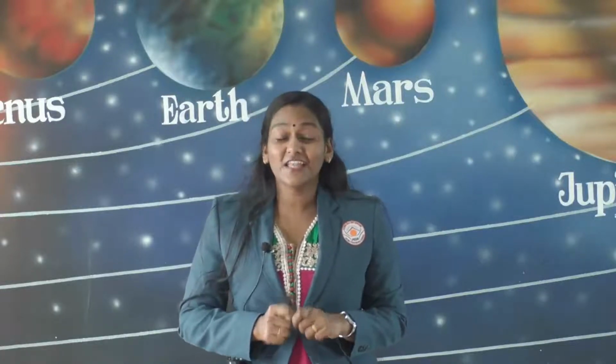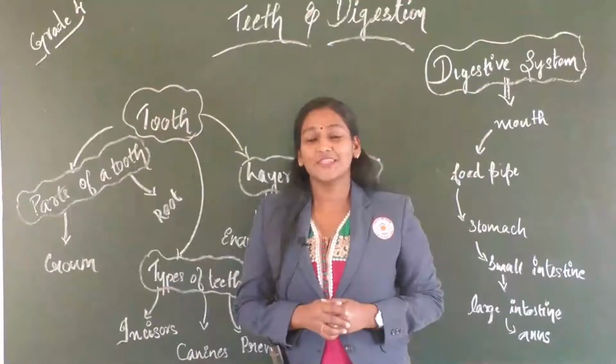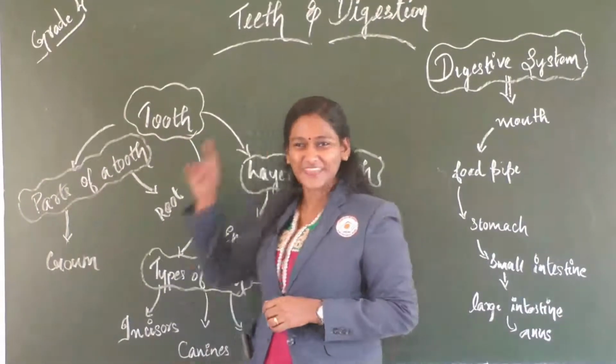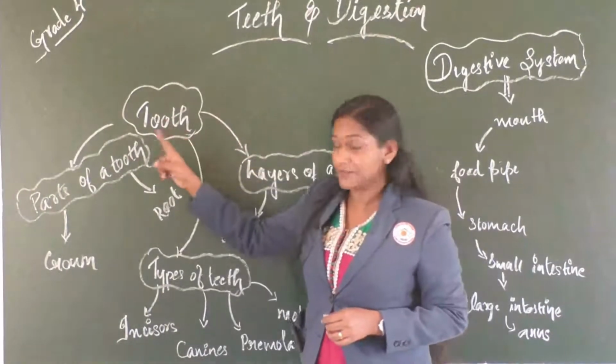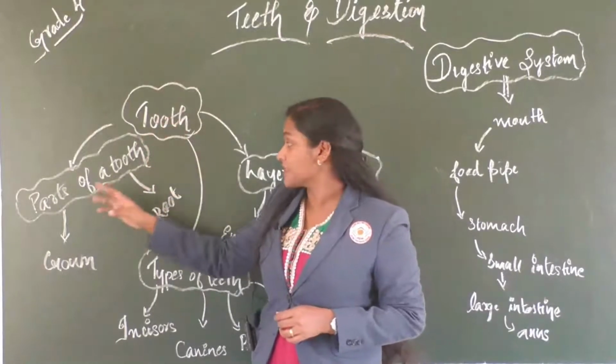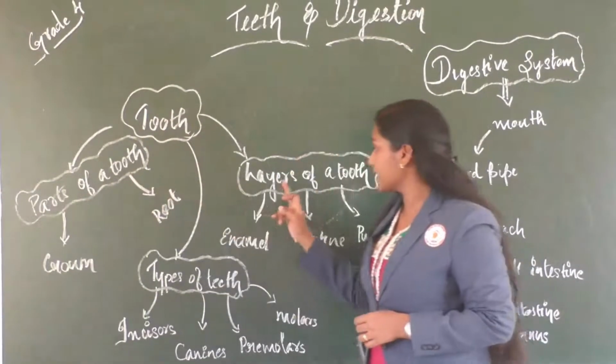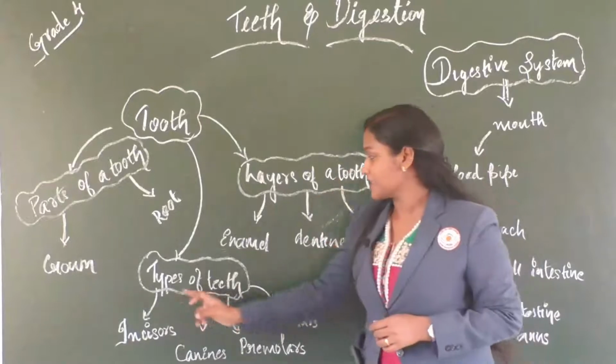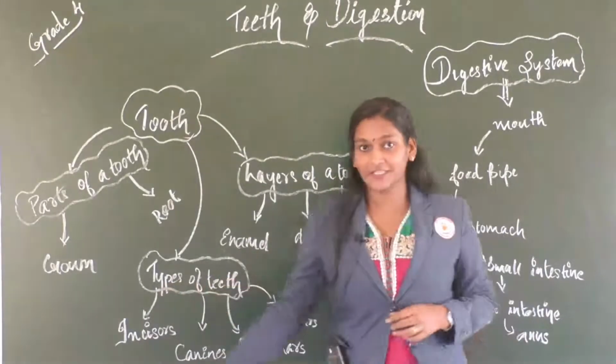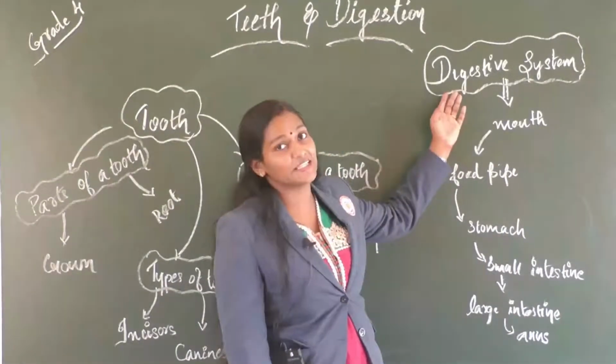Imagine your face without any teeth. Oh, it's too bad in appearance, right? So, in this class, we are going to discuss the chapter Teeth and Digestion. So, let us explore about tooth, the importance of tooth, parts of a tooth, layers of a tooth, then types of teeth, and last one, the digestive system.